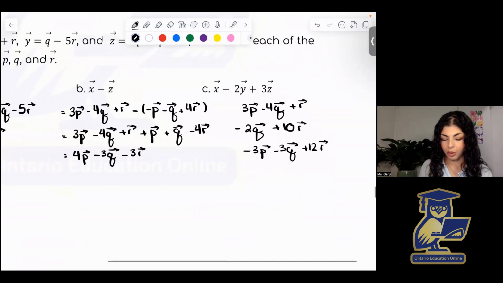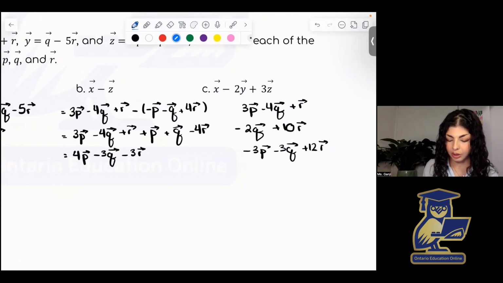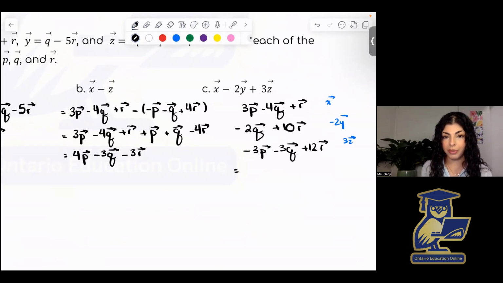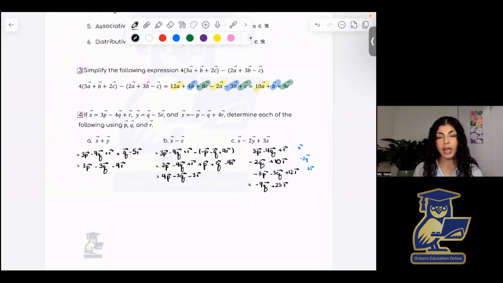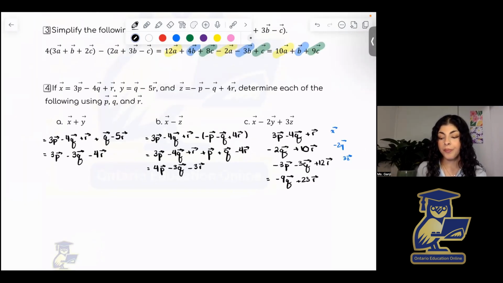Okay, so a little short on space, but this one is just x, this is minus 2y, and this is 3z. So now I'm just combining all of these, so this is just continued from there. So gather all of my p's. We see these ones are just the 0 vector, so not necessary to write it. For q's, I am left with negative 9q. And then for r, we have 23r. And that's the final answer.